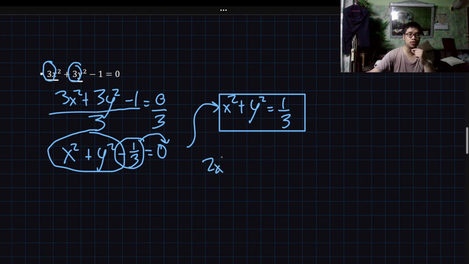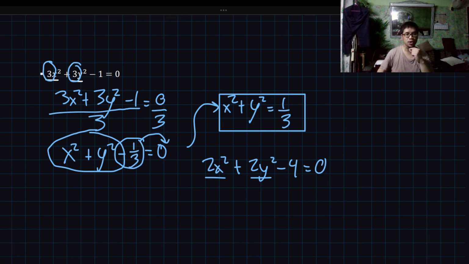Earlier, I put 2x squared plus 2y squared. Now, let me just put a different number. Let's just say minus 4 as our constant term. Now, if you observe, there is a visible number. It's not x squared and y squared anymore. It's 2x squared plus 2y squared. So, what are we going to do?